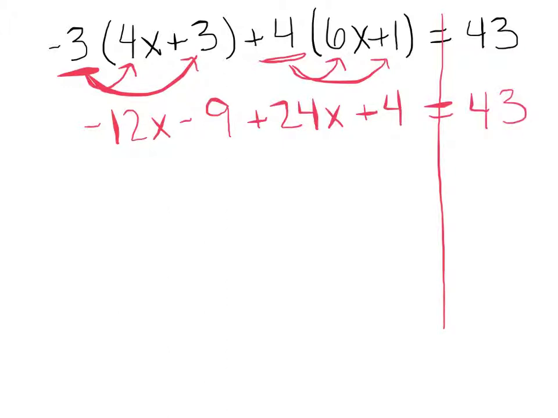Now, it's still pretty messy over there on the left-hand side of the equation, and we want to combine like terms. So let's start with the x's. I have negative 12x plus 24x. Well, negative 12 of something plus 24 of something leaves me with 12 of something. Now I have the number negative 9 and the number 4, so negative 9 plus 4 is negative 5.